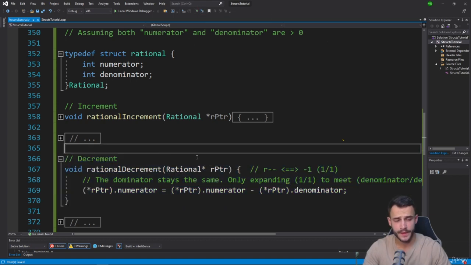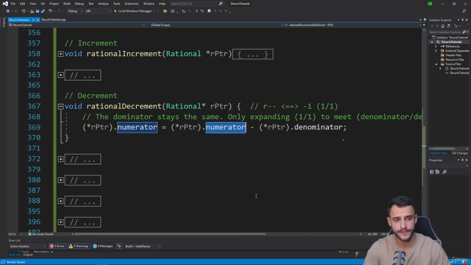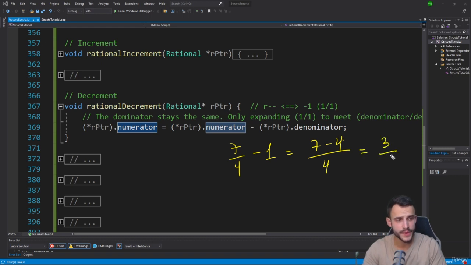the same. Okay, we are simply going to expand it a little bit, and we are going to say that the numerator equals the previous numerator minus the denominator. So it's going to look like this. It's going to look like 3 divided by 5. Let's give another example of 7 divided by 4 minus 1. It will be equal to 7, all of it divided by 4, minus 4. And the final result will be 3 divided by 4. Okay, that's it.